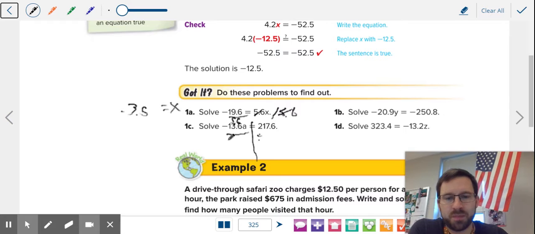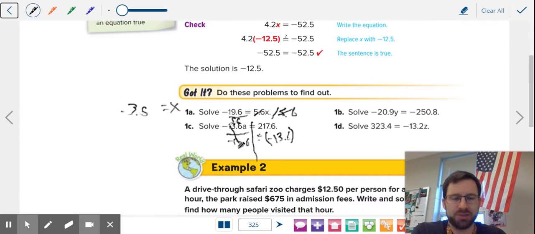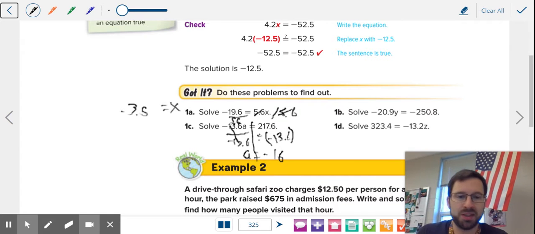Okay, negative 13.6. Now, if I use the division symbol, I put parentheses around it, otherwise it looks a little bit funky. A equals 217.6 divided by negative 13.6 equals negative 16. Okay, once again, I could have told you it's going to be negative. I couldn't have told you off the top of my head, without doing long division and moving decimals around, that it was 16.